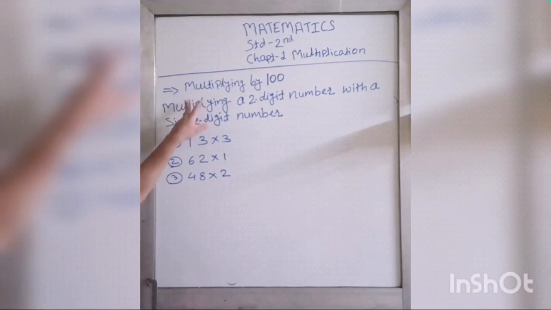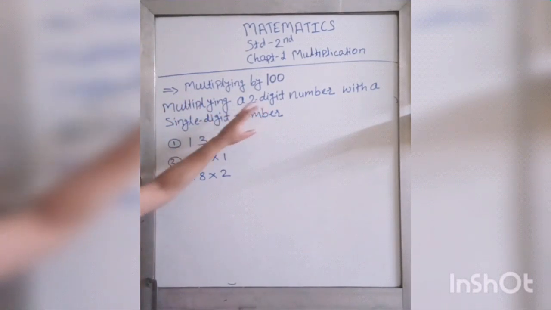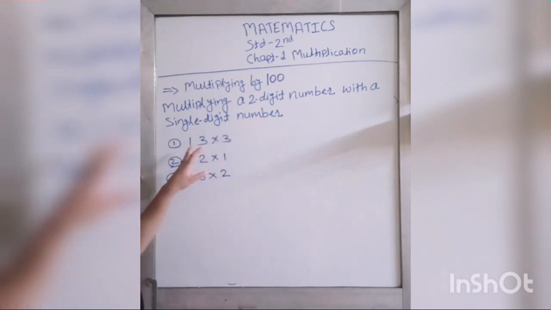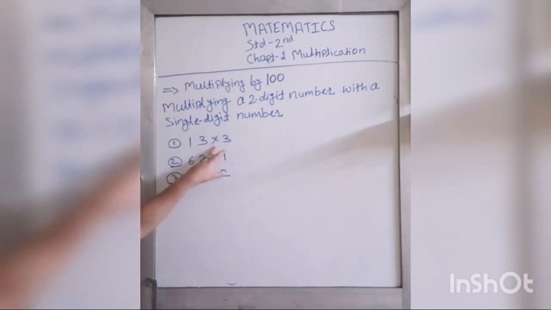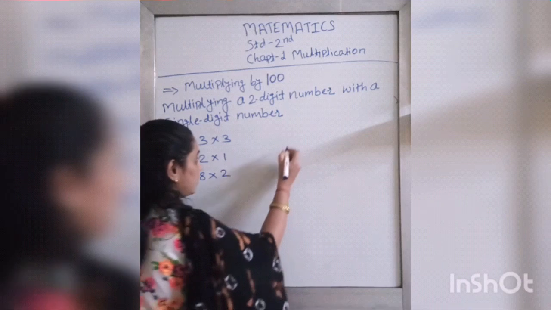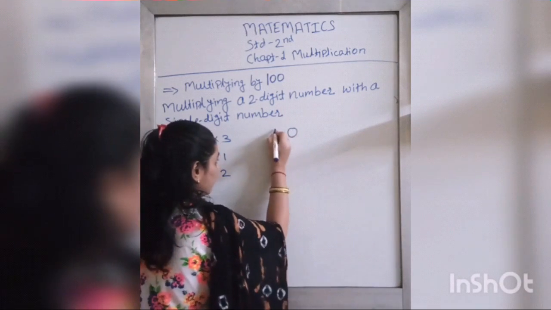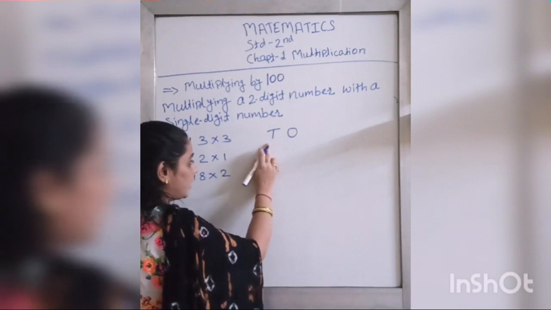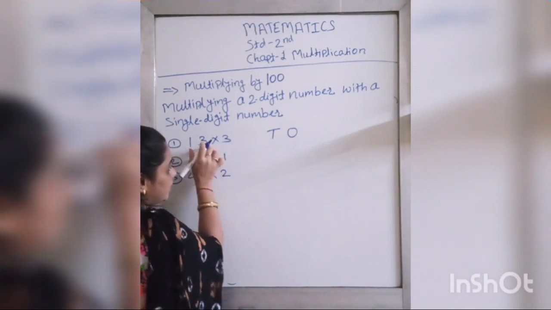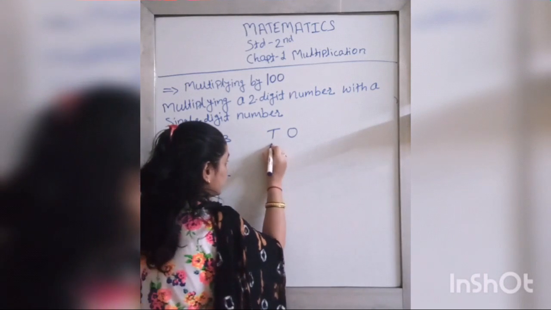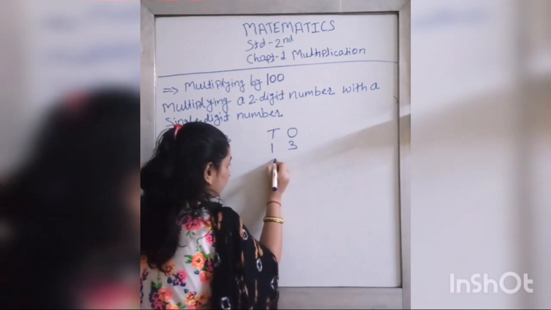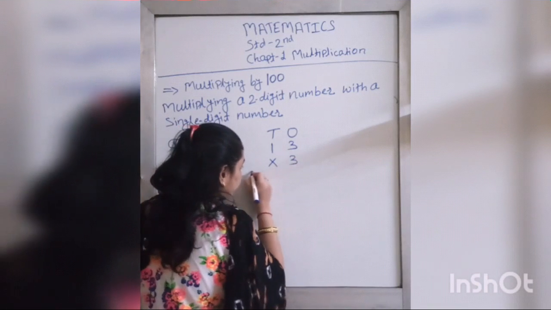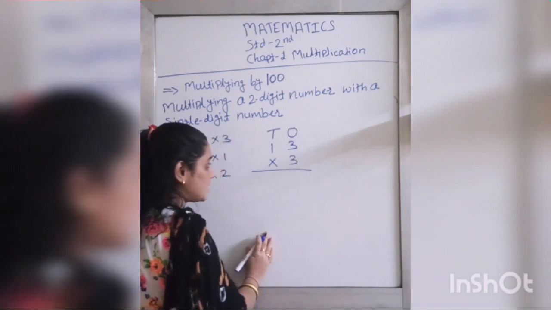We will see multiplying a two-digit number with a single-digit number. The first number is 13 multiplied by 3. Firstly we will write the place values. Do you remember the place values? Ones, tens, as we are writing only two-digit numbers. The number is 13. Put the sign of multiplication. Multiply by 3. Have you learned the tables?